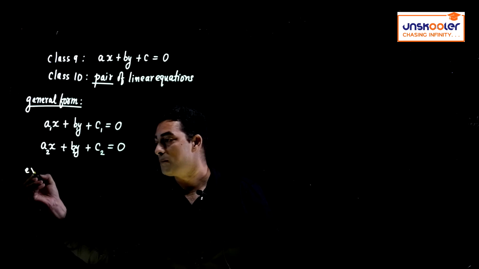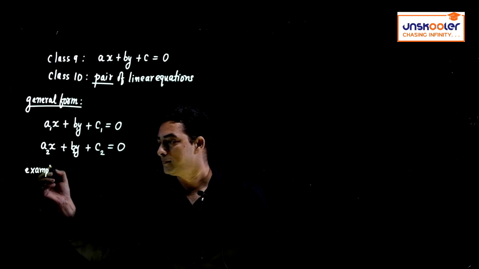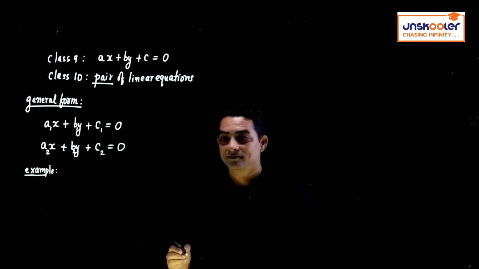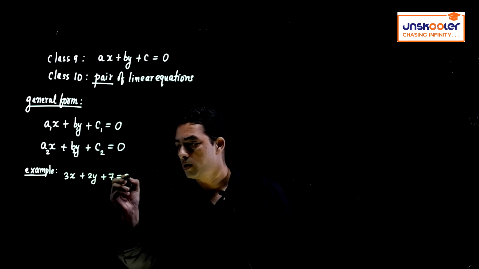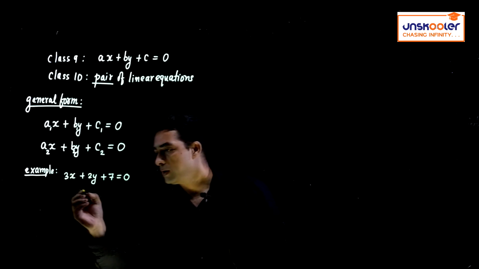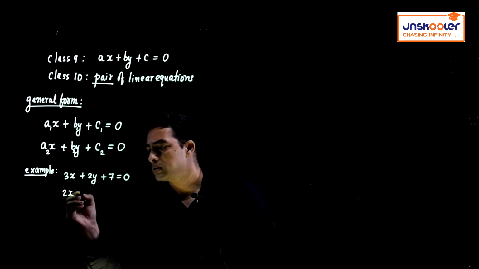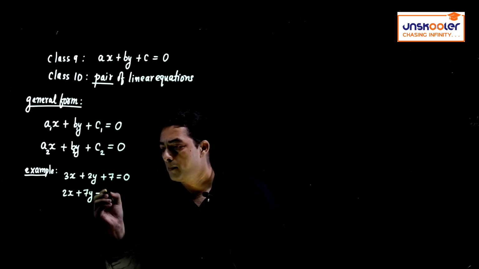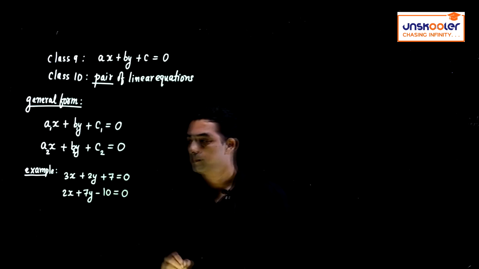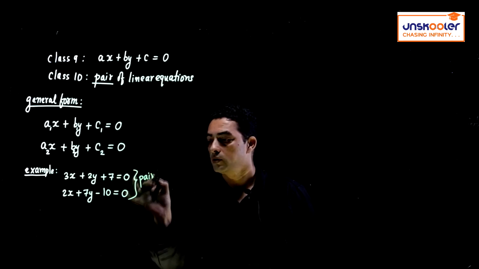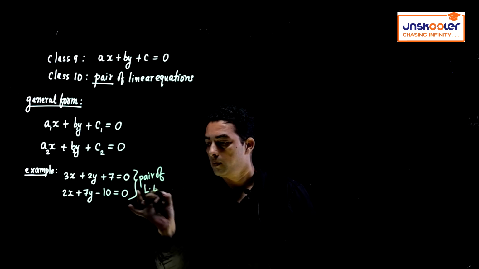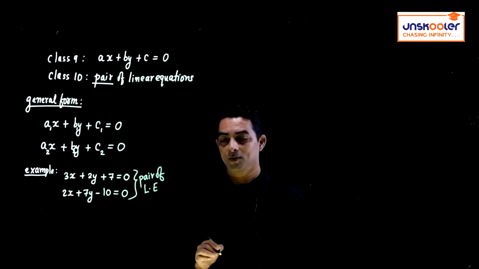So let me give you one example also. Let's take any random equation like 3x plus 2y plus 7 is equal to 0. This is my first equation. Let the second equation be 2x plus 7y minus 10 is equal to 0. So now this is a pair of linear equations.